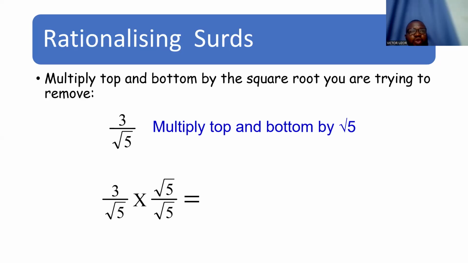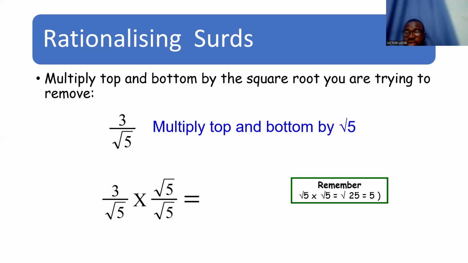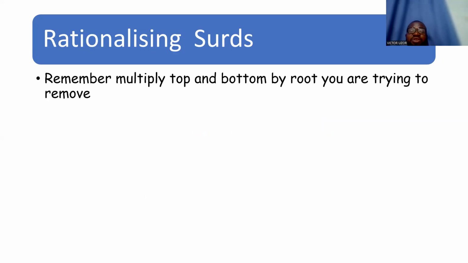And whenever a square root multiplies itself, the square root will be eliminated and you just have the number. That means root 5 times root 5 will just give you 5. Like I told you, it gives you square root of 25, and the square root of 25 is 5. So your answer will be 3 root 5. This thing is known as rationalization of surds. Remember, multiply top and bottom by the root you are trying to remove.